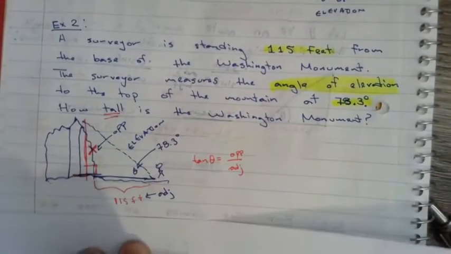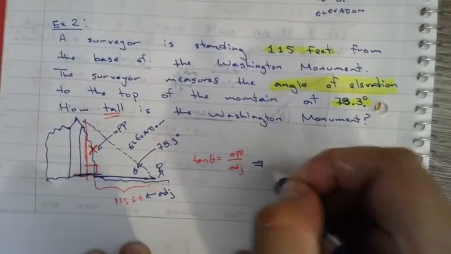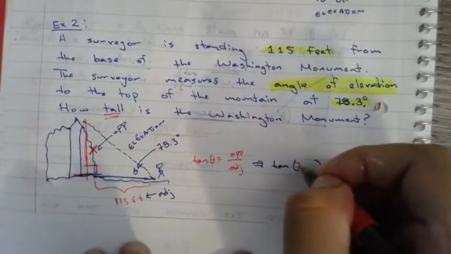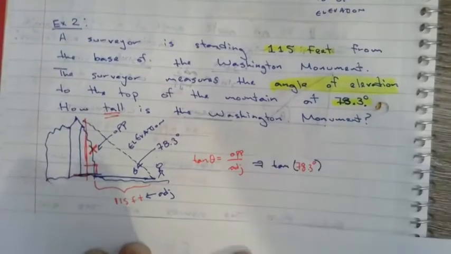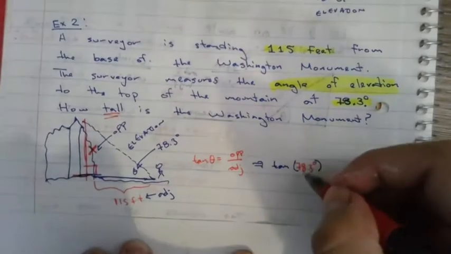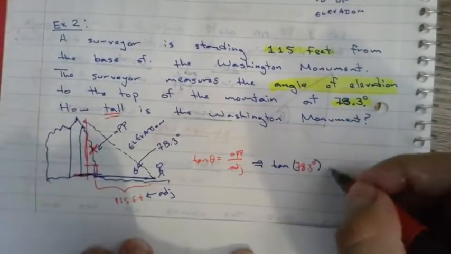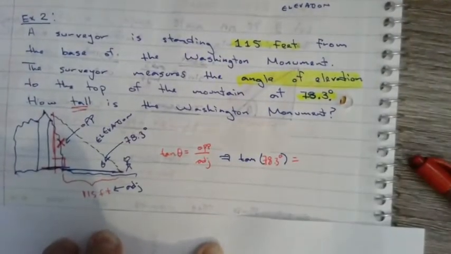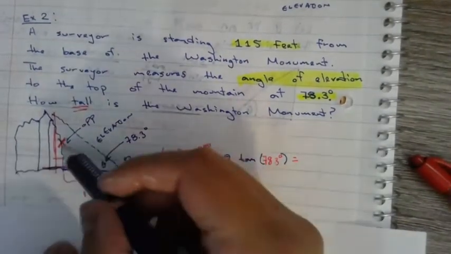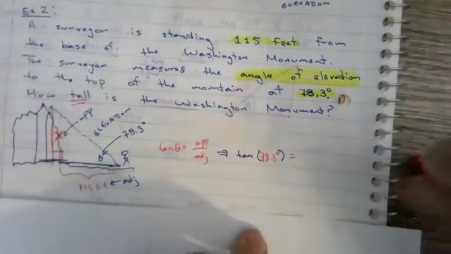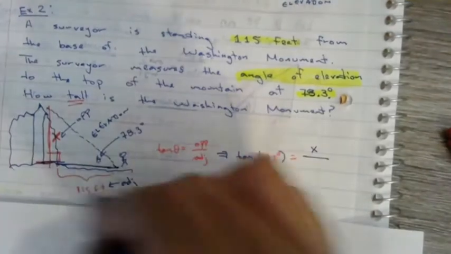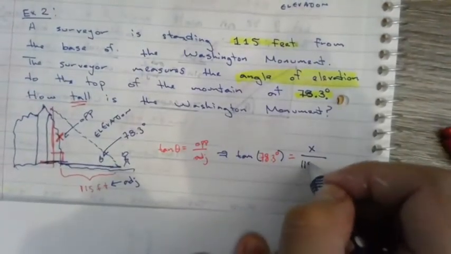So now I'm going to rewrite it. We have tangent of, I'm going to put it right here on the inside, 78.3 degrees equals, remember, you have your opposite. Your opposite is your x, so we don't have that. So it's going to be your x all over your adjacent, which is 115 feet.